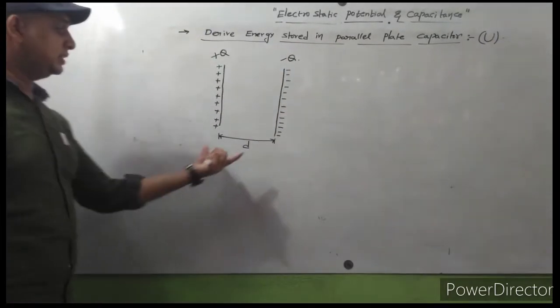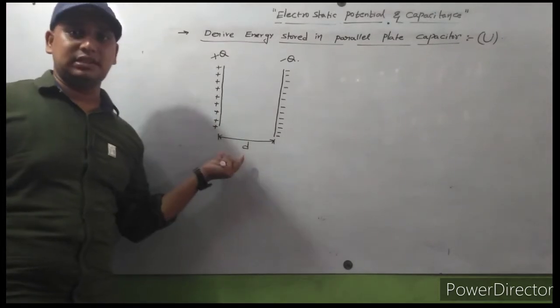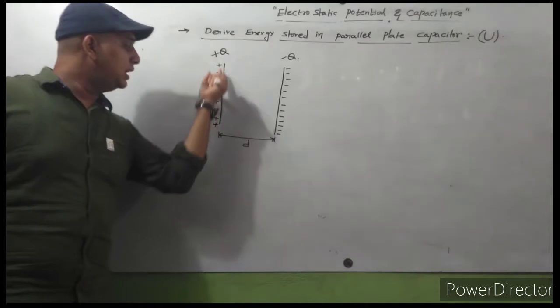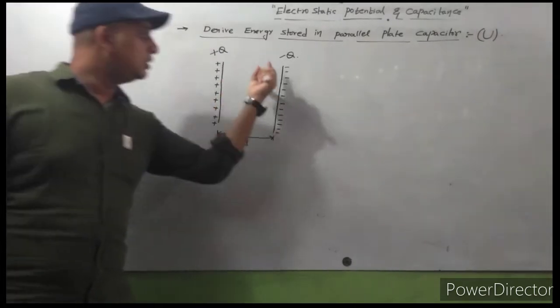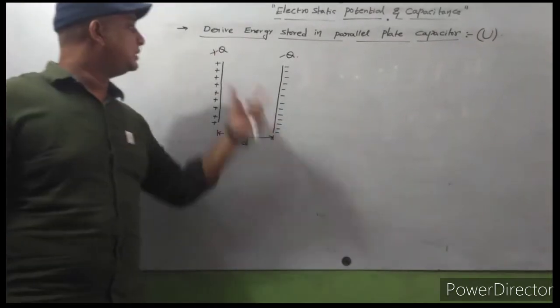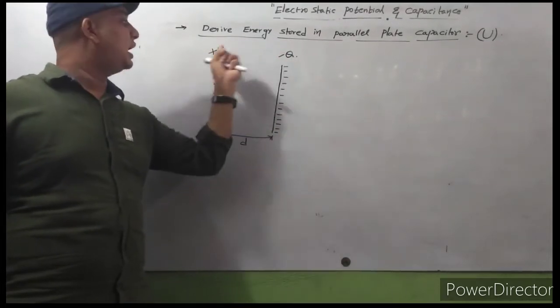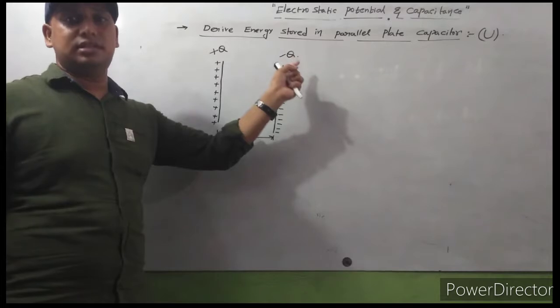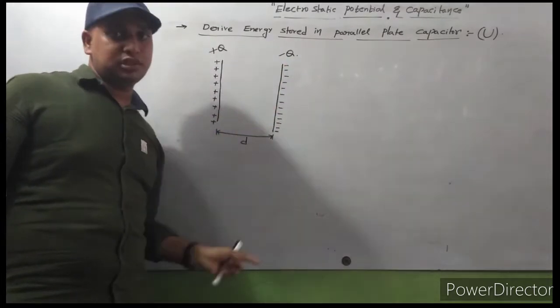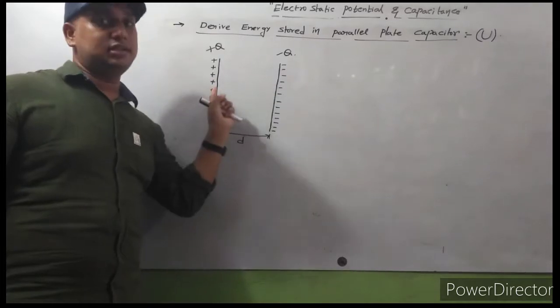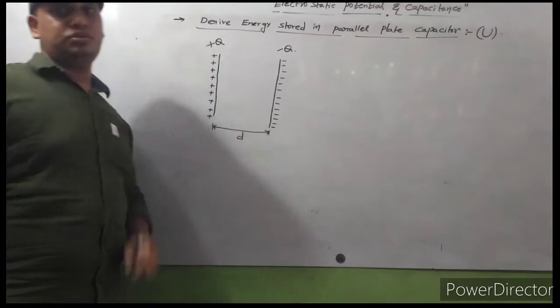Generally a capacitor, a parallel plate capacitor, is represented like this. One plate is positively charged, another plate is negatively charged, and both have the same magnitude of charge, q and q, but they are unlike charges, a positive charge and a negative charge.